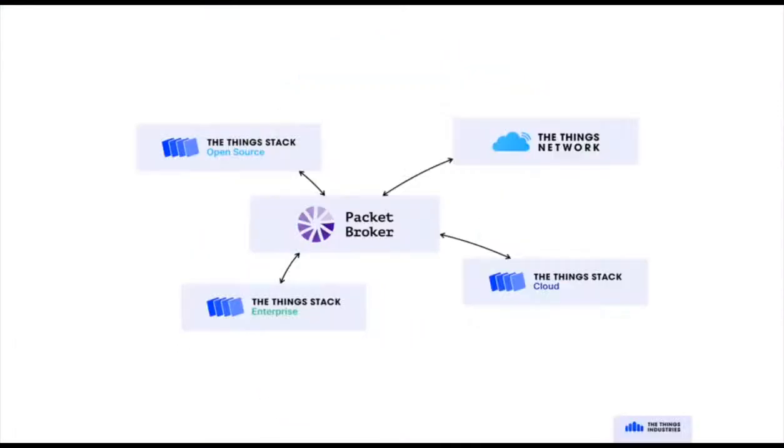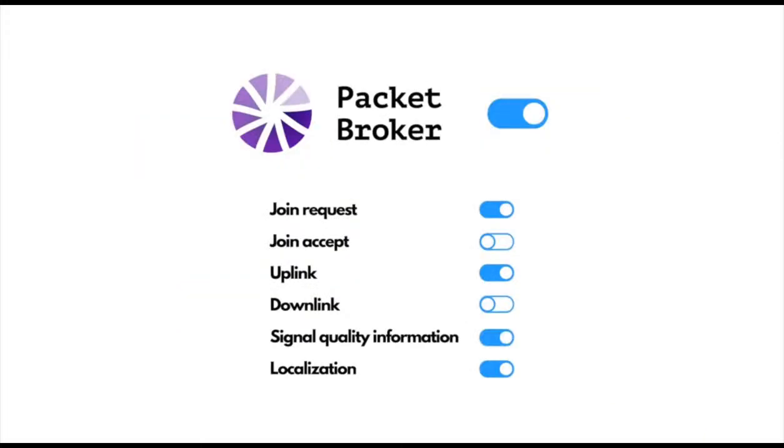To support peering, the Things Industries developed Packet Broker, a LoRaWAN backbone service that easily allows network server operators to configure peering agreements. The groups merely make arrangements through Packet Broker to exchange traffic.